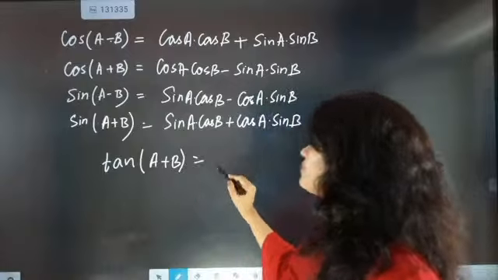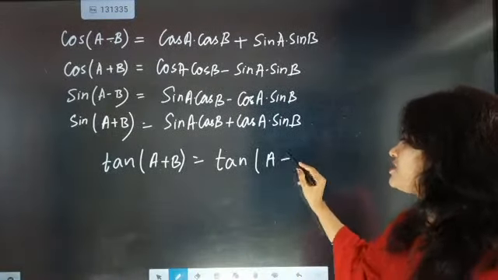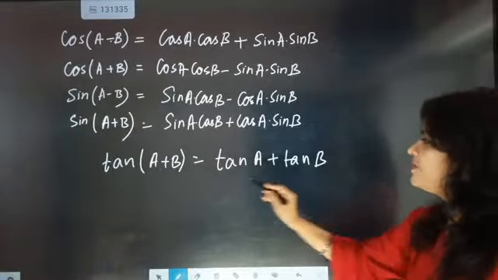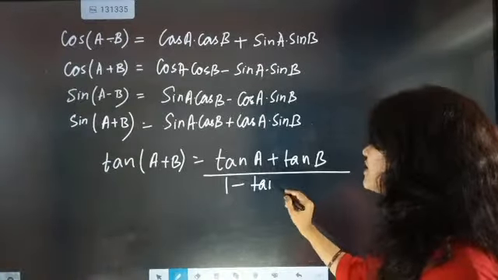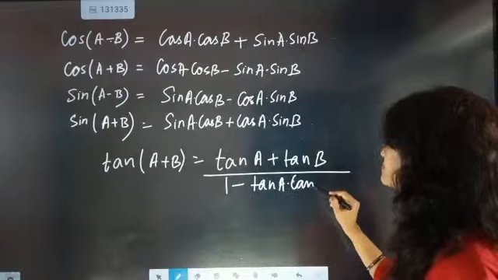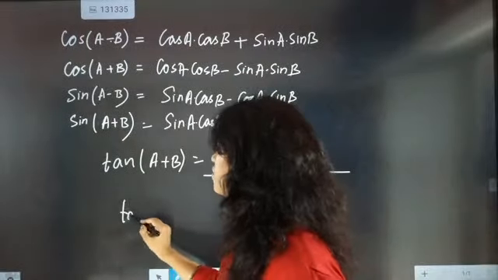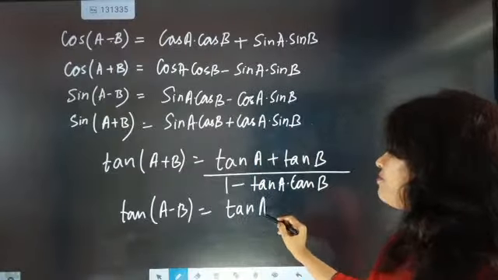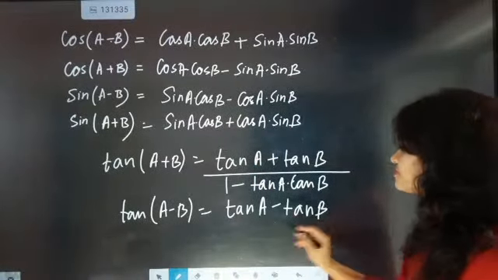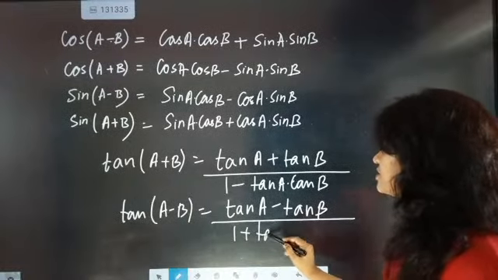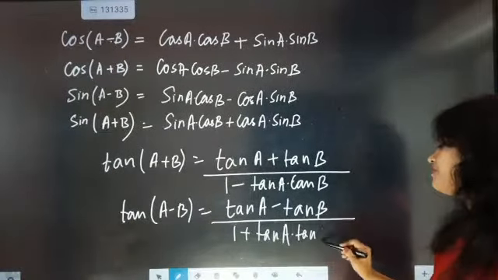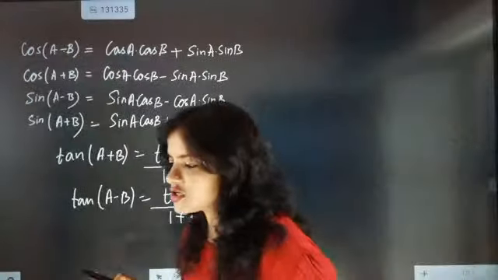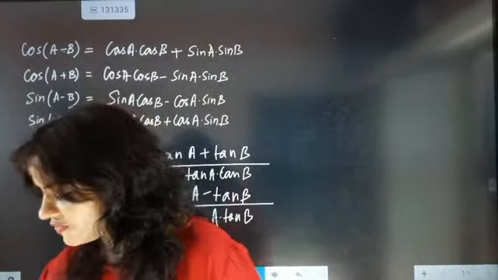Now tan of A plus B, you know the formula. I am just spending one extra minute so that you can understand: it becomes tan A plus tan B by 1 minus tan A tan B. And tan of A minus B equals tan A minus tan B by 1 plus tan A tan B. Just opposite. So formula command is very, very important.